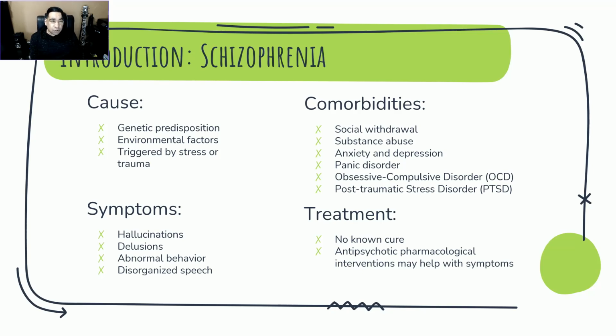There isn't any known treatment for it. There are various antipsychotics that can be used to control the symptoms, and it's different for everyone. For some people the medication will not work, and there will be a trial and error process where the doctor tries to figure out which medication will work for that person. But there are certain comorbidities with it, such as social withdrawal, substance abuse, anxiety and depression, panic disorder, OCD, and PTSD.